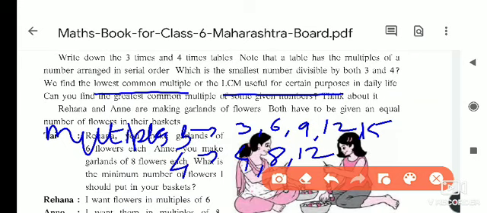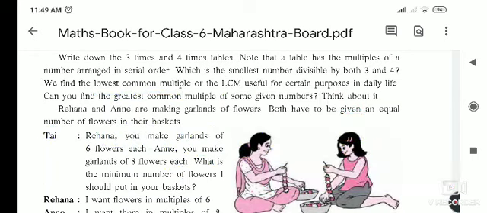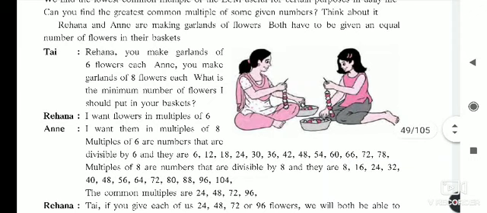Which is the first common number here? 12 is the first common number. So the LCM of 3 and 4 is 12. In that way we have to find it. It is actually very easy, but we will see some examples for better understanding.